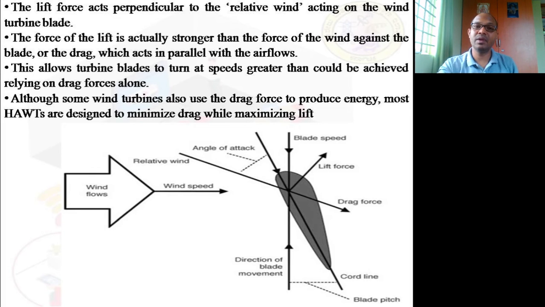That is the reason why aeroplanes will always be flying tilted. That is the reason the blades will be like this while takeoff. While landing, it will be like this. Is that clear? So what happens? The force of the lift is actually stronger than the force of the wind against the blade, or the drag force. This is a beautiful point. You have to remember that the force exerted by the lift force is much stronger than the force exerted by the wind, or the drag force.